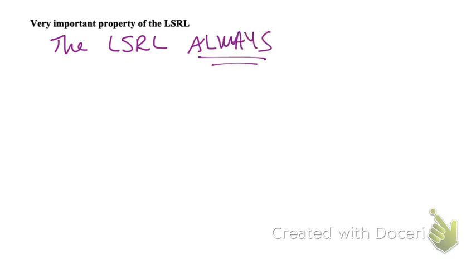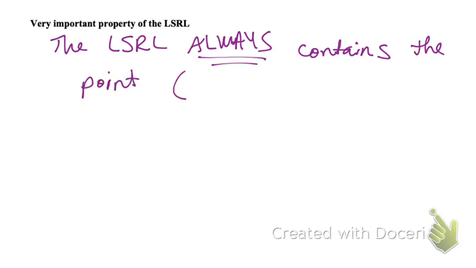So a very important property of the least squares regression line, the LSRL, always contains the point x bar, comma, y bar. Again, x bar is your average x value. Y bar is your average y value. So I average all those x's, I average all those y's, and that becomes the middle of your least squares regression line. And that point is always on the line.